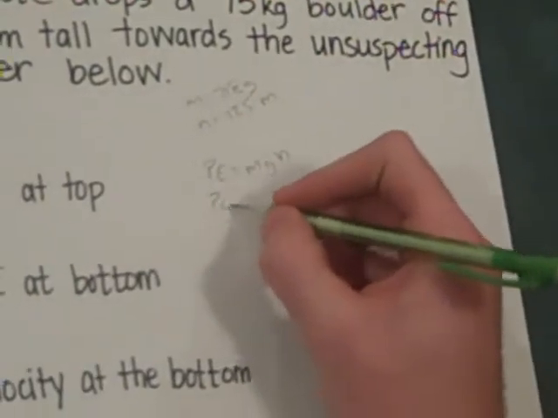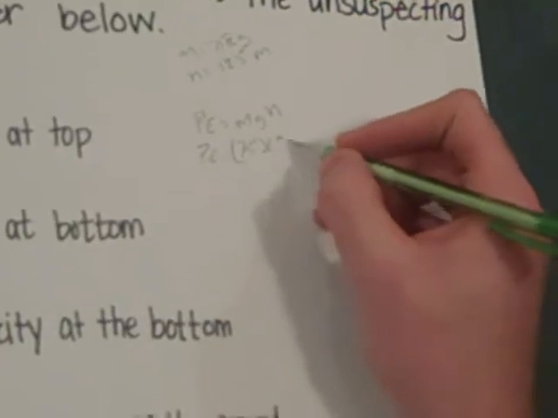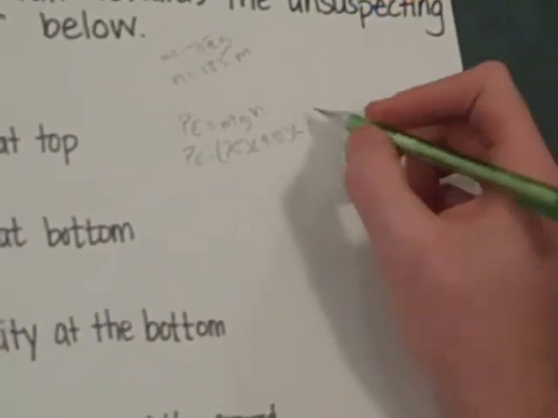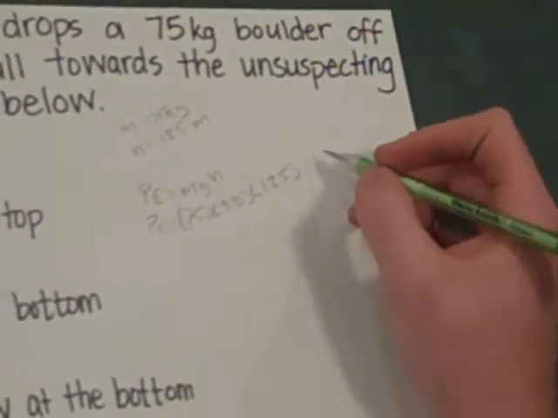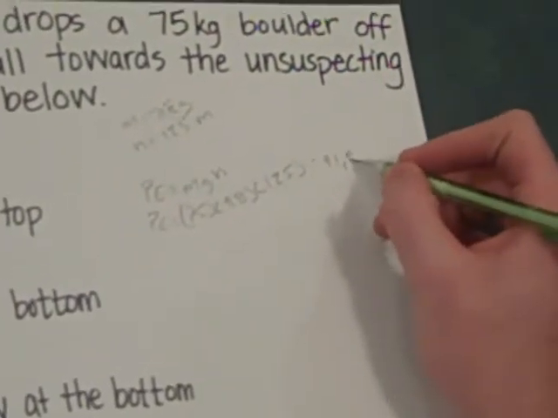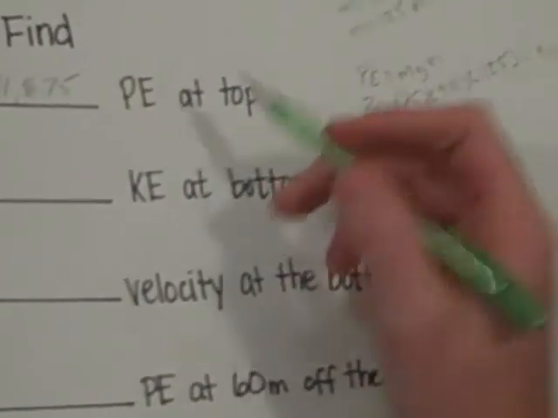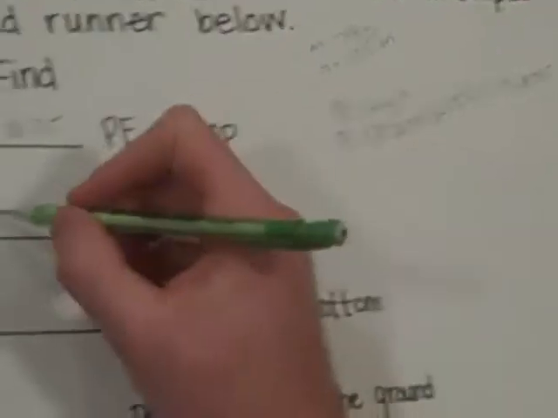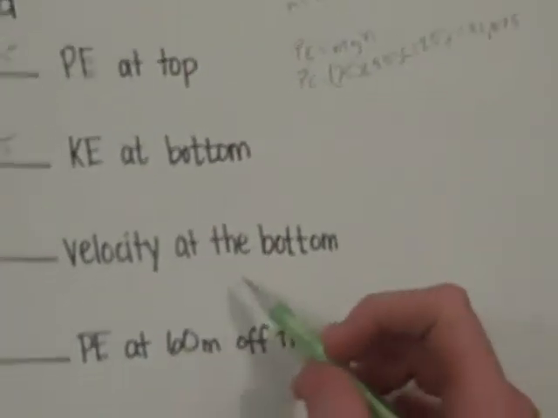So we would do potential energy equals the mass, which is 75, the gravity, which is 9.8, and the height, which is 125 meters. We multiply all those together, and for that answer we get 91,875. Next we have to find the kinetic energy at the bottom, and that answer will be the same as the potential energy at the top, so that answer is also 91,875. Alright, next we have to find the velocity at the bottom.